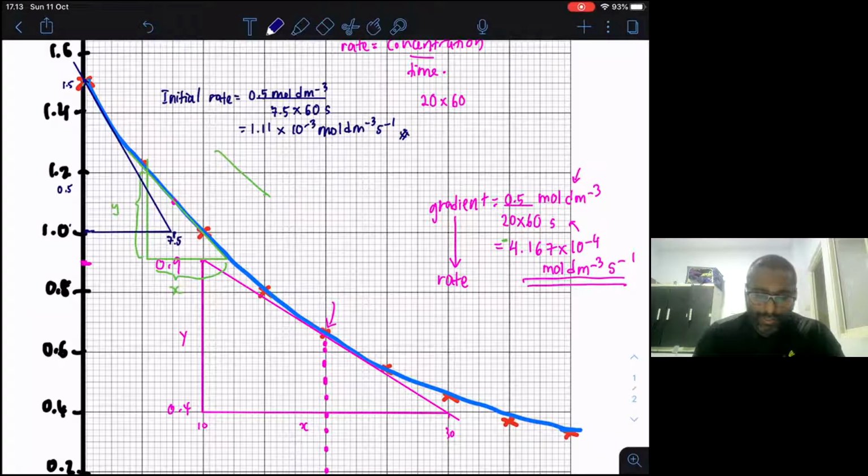Take note, the initial rate was 1.1 times 10 to the power negative 3, and you can see from the graph itself that as the reaction progresses, the gradient is going to decrease. It's going to be less steep than it used to be. So you can see a bigger number, 10 to the power negative 3, and this is going to be smaller, 10 to the power negative 4. The rate is going to decrease over time. But anyway, this is how we find the initial rate. Take note of that.